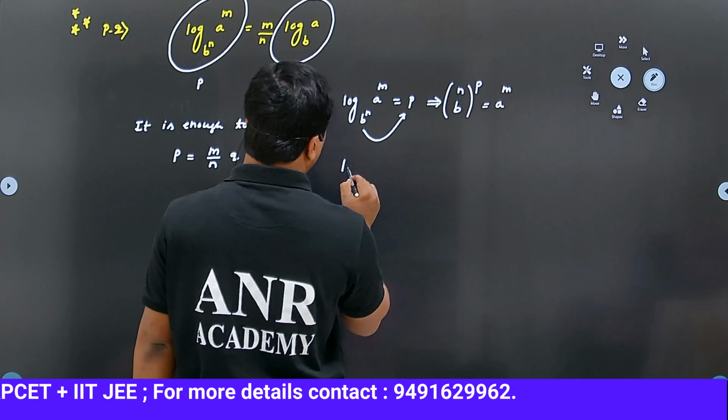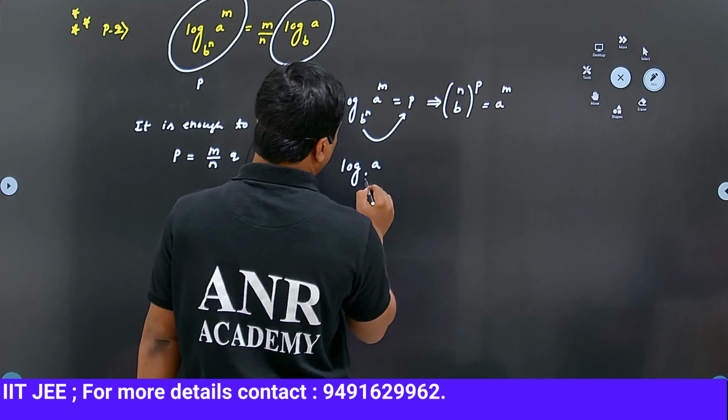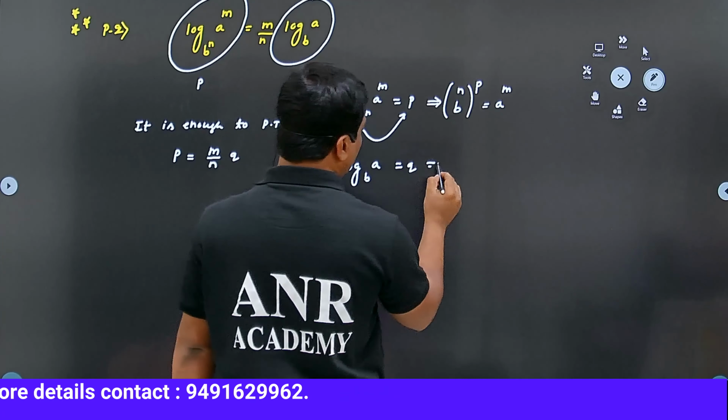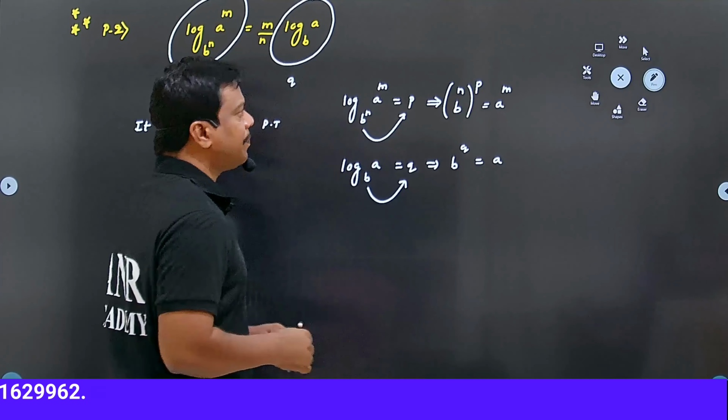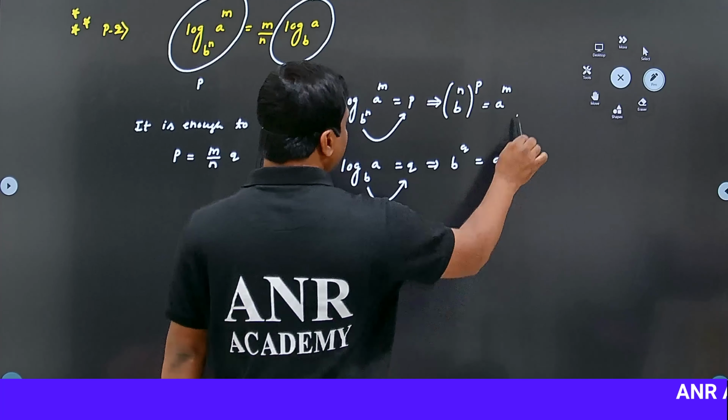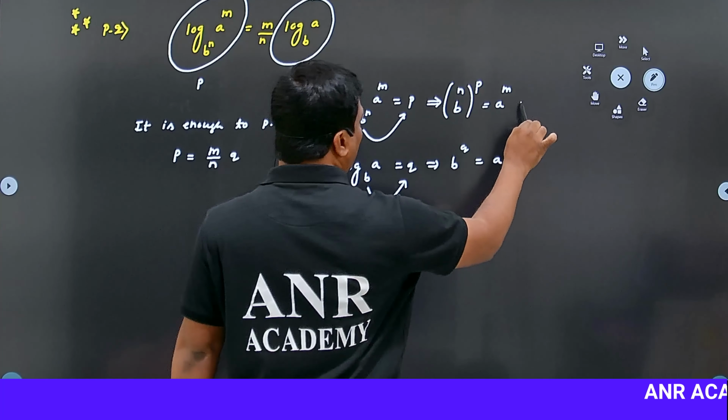Next, also log a base b, that is clearly q, that implies you can write b power q is equal to a. Yes. Now I am going to substitute b power q for a. I am going to substitute the value of a in this.